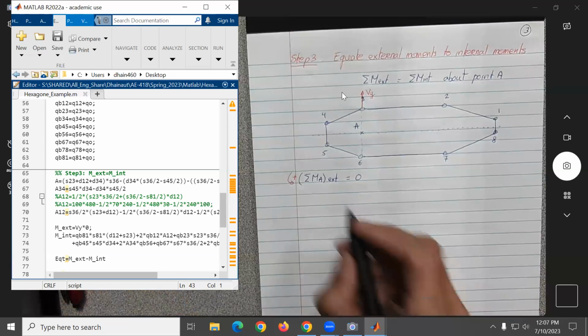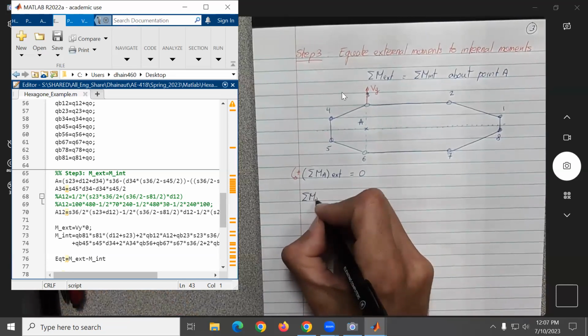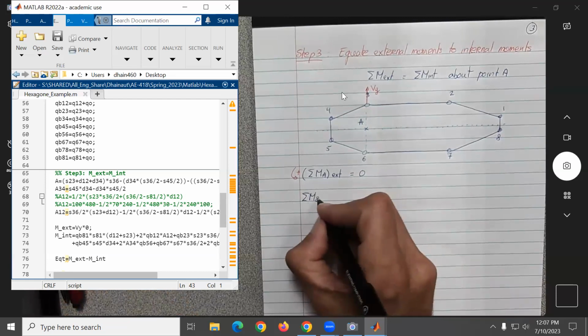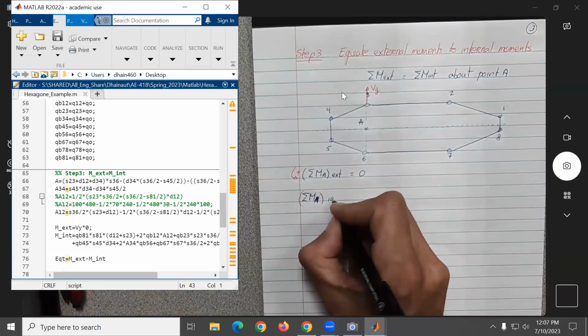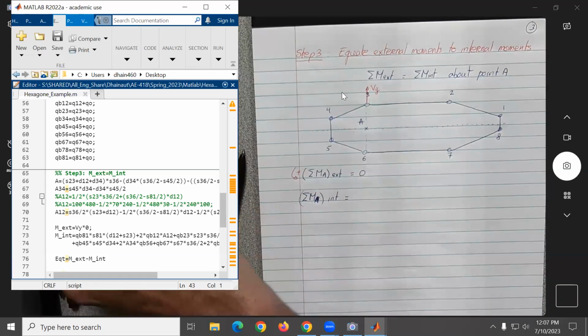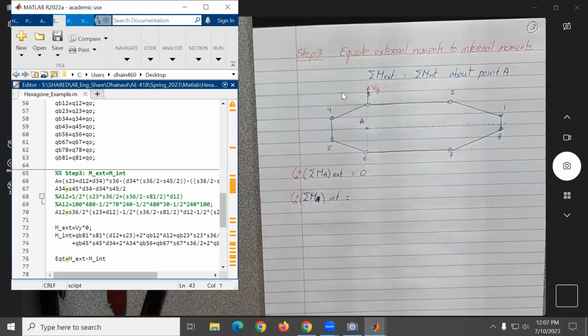Okay, now summation of moments about point A, of the internal. So again, there's multiple ways to do this. Okay, so let's start maybe by this end. Okay, let's go counterclockwise. Is that what I did over here? Yeah, that's basically what I'm doing.